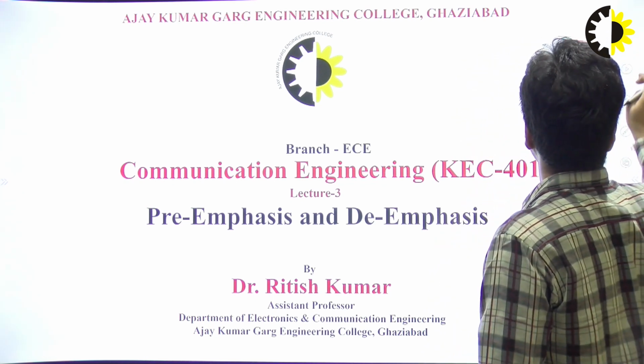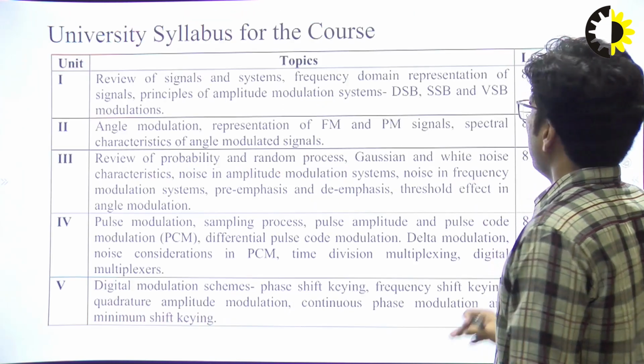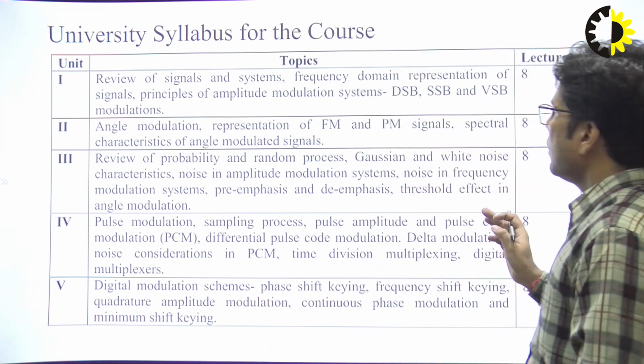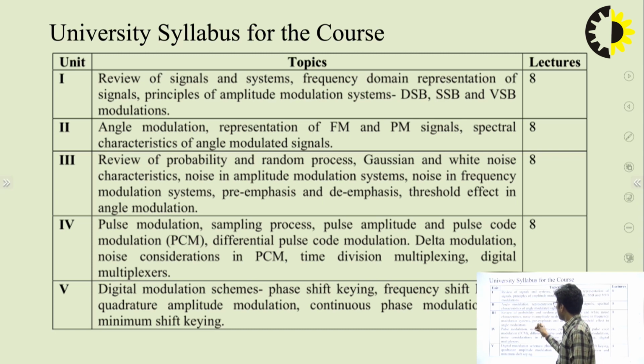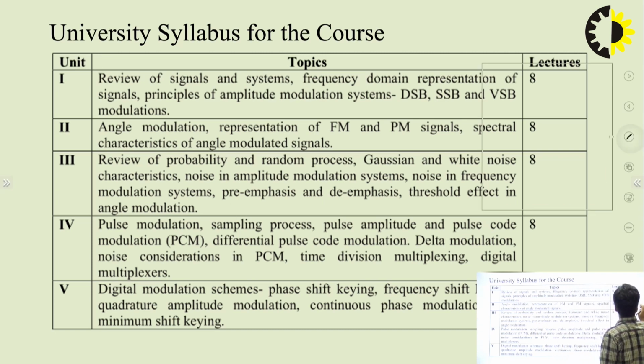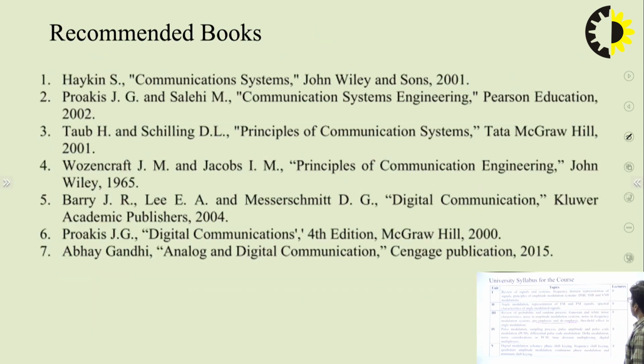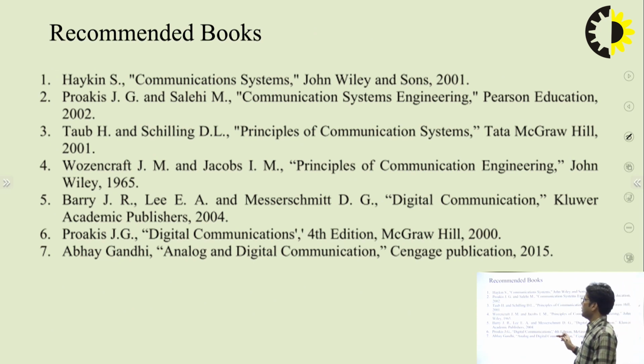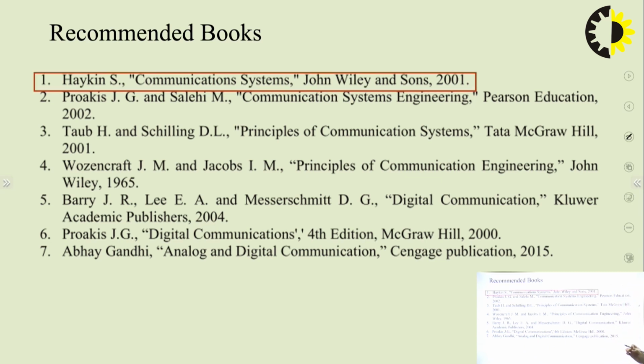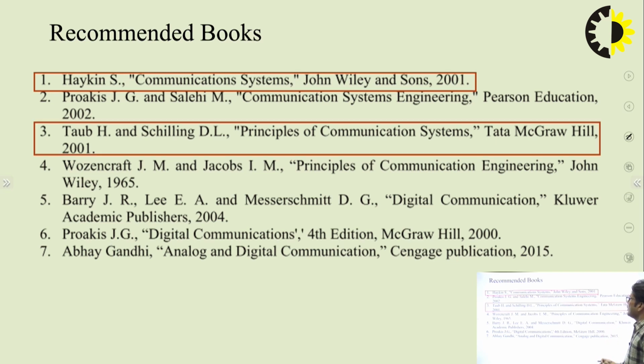Before starting this topic, first we need to see the university syllabus. This is the university syllabus, where pre-emphasis and de-emphasis lie in unit number 3. So here we will cover the topic of pre-emphasis and de-emphasis of unit number 3. These are the recommended books which we have mentioned here. Preferably I will recommend book number 1, Simon Haykin, and book number 3, Taub and Schilling, Principles of Communication Systems. You may find these topics in these two books, so you can refer to them as well.